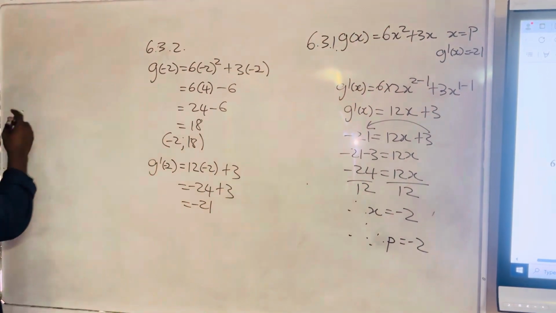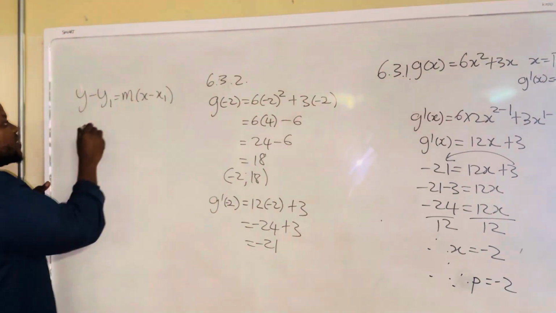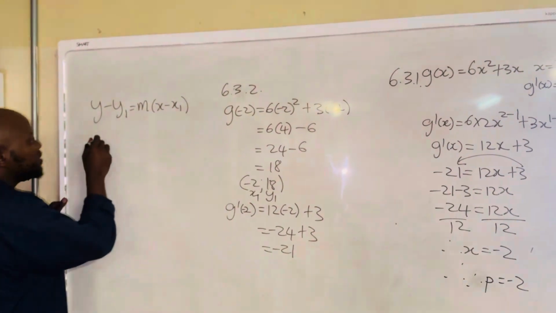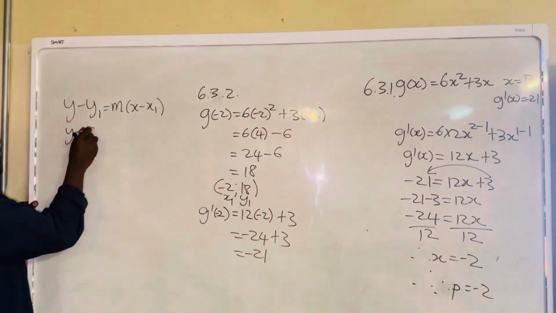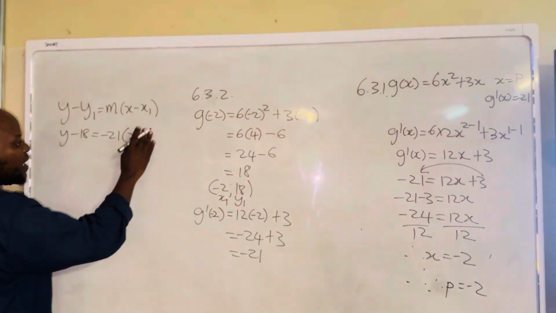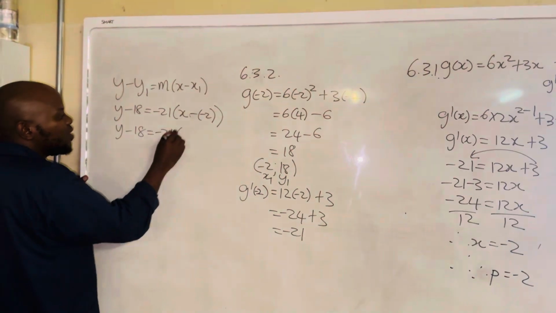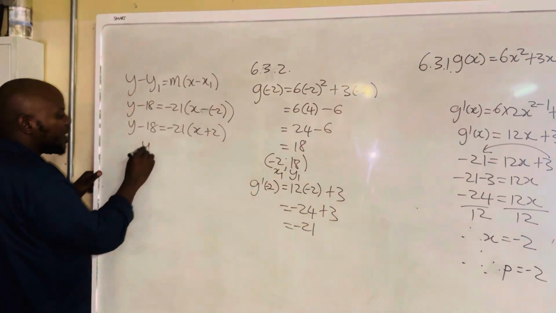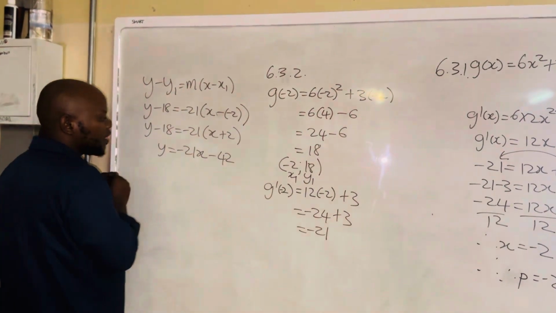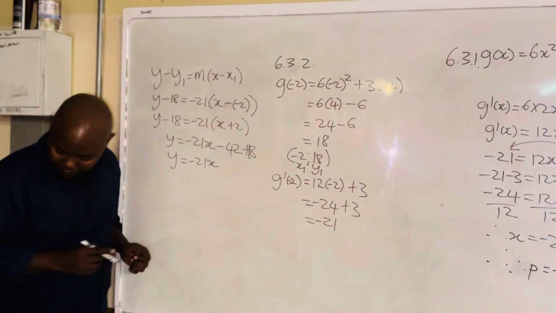So where to now? We are going straight to our gradient formula: y minus y1 is equal to m into x minus x1. We take our coordinate there, which is x1, y1. We have y minus 18 is equal to negative 21 into x plus 2, which gives y equal to negative 21x minus 42 plus 18.